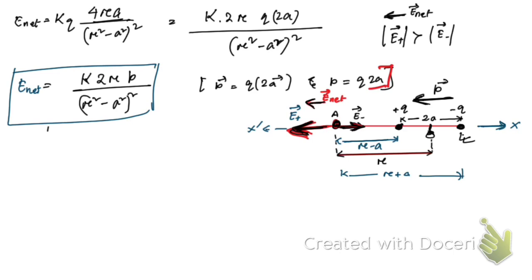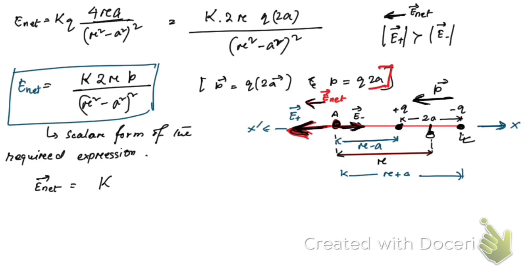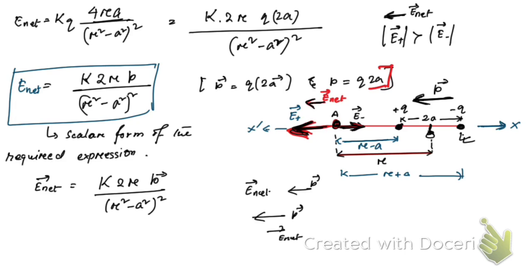So that's why, this is the scalar form of the required expression. Now if you write this in vector form, then you can write the net electric field equal to K 2R P by (R square minus A square) whole square. Now if you get the net electric field in the opposite direction of the dipole moment, then this expression would be negative, because you should put minus P because of the opposite direction, right?